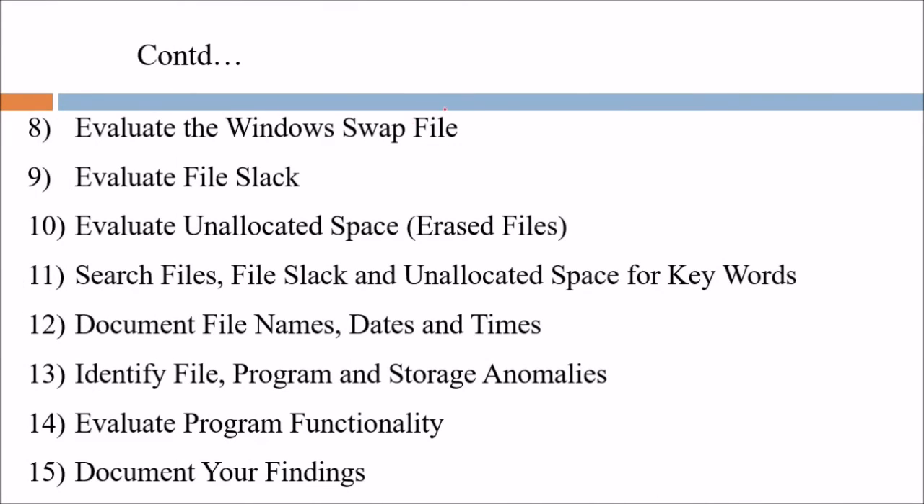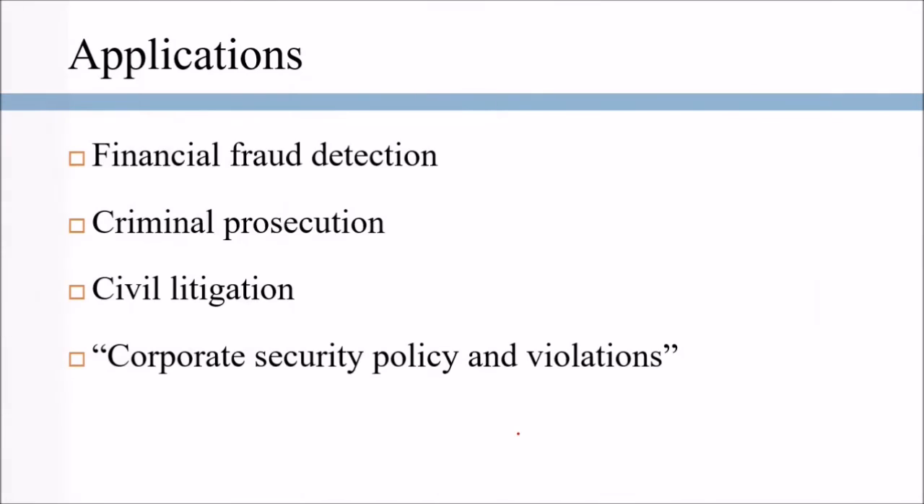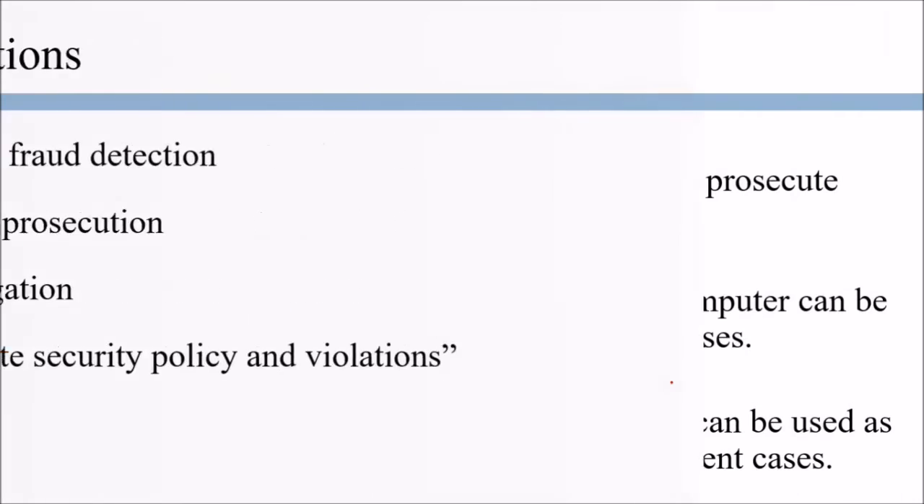Then evaluate the Windows swap file, evaluate the file slack, evaluate unallocated space, search file slack and unallocated space for keywords, document file names, date and time, identify file and program storage anomalies, evaluate the program functionality, and document your findings. These are the applications of what we are trying to understand today. First of all, financial fraud detection, criminal prosecution, civil litigation, and corporate security policy violations.